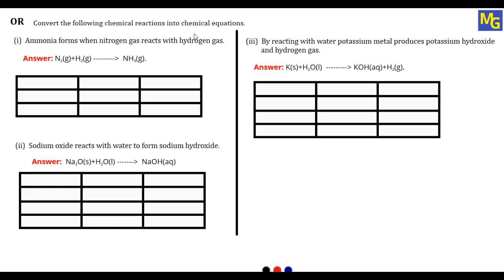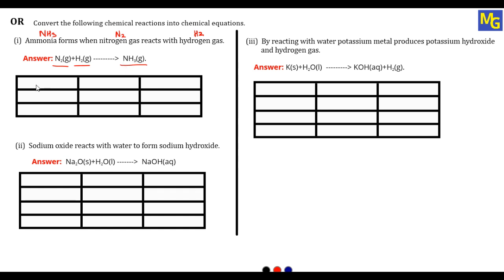So here the hydrogen symbol is H2, the nitrogen symbol is N2, and ammonia's formula is NH3. So I took N2 here, I took H2 here, and then this is our NH3. This is the reaction where nitrogen reacts with hydrogen to give ammonia. Now we have to balance this.